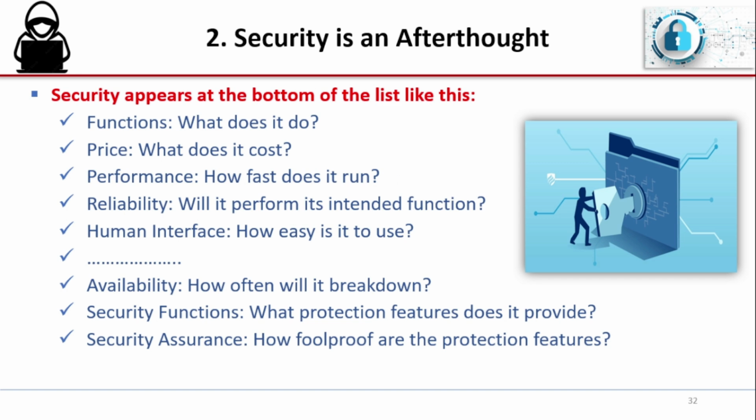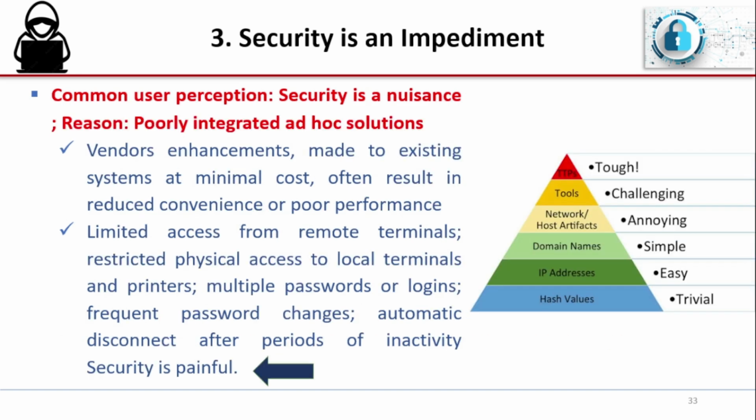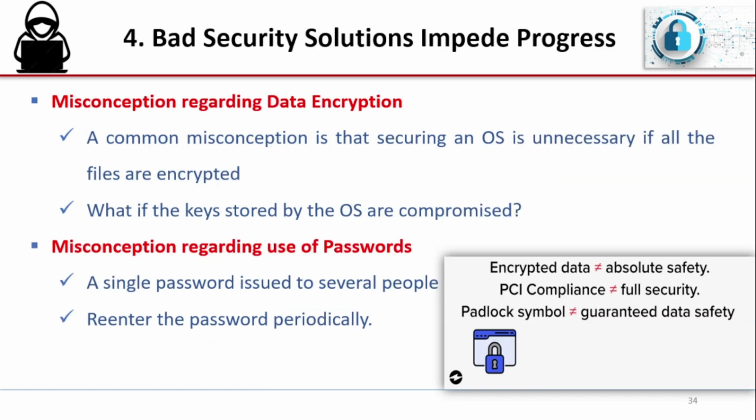Secondly, security is treated as an afterthought. You can just read it. It's not seen as very important. Then there are misconceptions about data encryption. The number one thing in your mind should be that nothing is secure. You may say that I have PCI compliance, padlock symbols, two-factor authentication, encrypted data, but nothing is secure. This does not give you absolute safety, full security, or guaranteed data safety. So your system is always at risk. You have to be very cautious.